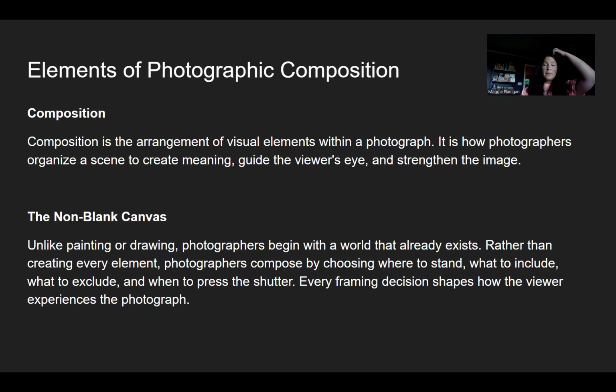So we're talking about composition here. Composition is the arrangement of visual elements within a photograph. It's how photographers organize a scene to create meaning, guide the viewer's eye, and strengthen the image. This is kind of unique to photography. We sometimes talk about composition in this non-blank canvas sense.